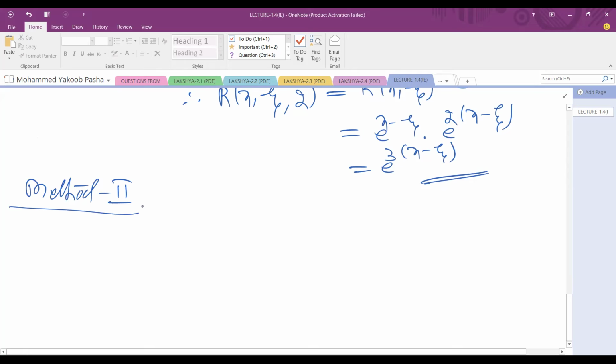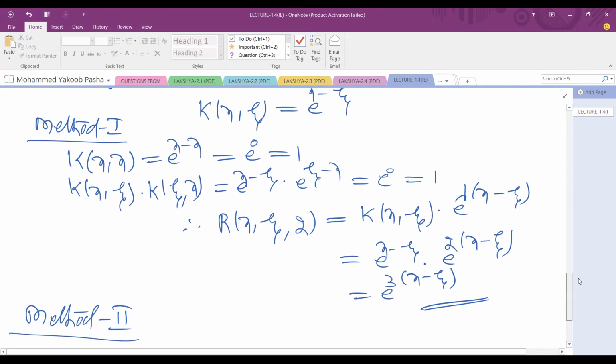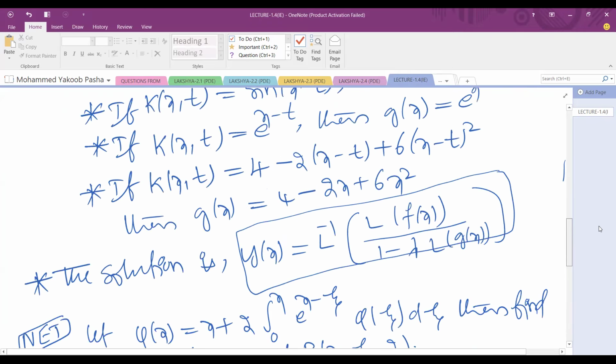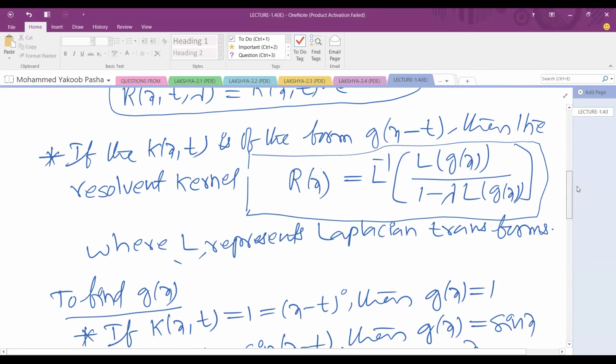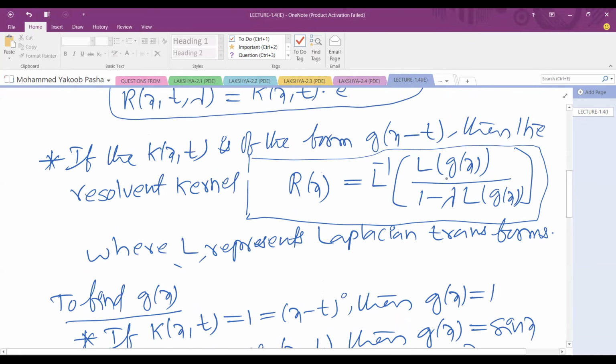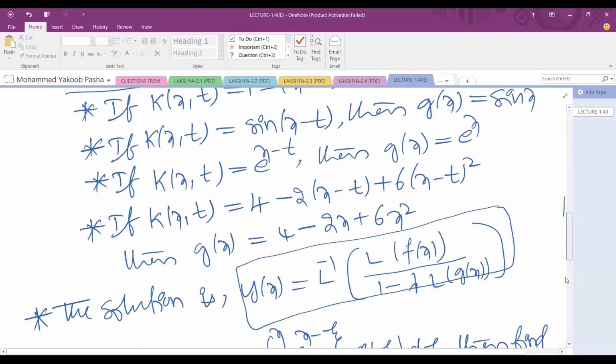So, in method 2, what is the formula? Resolvent kernel R of x is equal to. Just don't write R of x comma t comma lambda, just write R of x. After finding R of x, we can write R of x comma t comma lambda. So what is the formula? Inverse Laplacian of g of x by 1 minus lambda Laplacian of g of x.